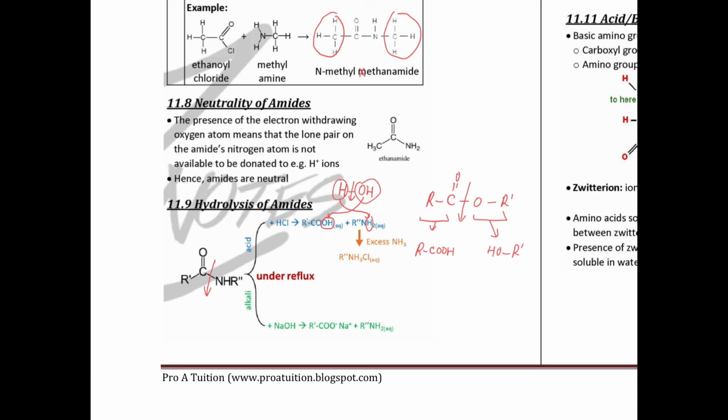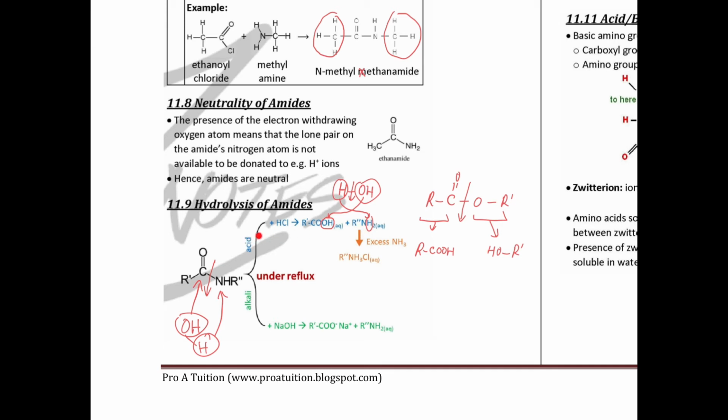Okay? So which means HOH, maybe I draw it the other way around, OH and H. OH will come here, H will come here. So that's why they form these two products. What kind of product is this? This is carboxylic acid, and this one is primary amine. And primary amine is basic.